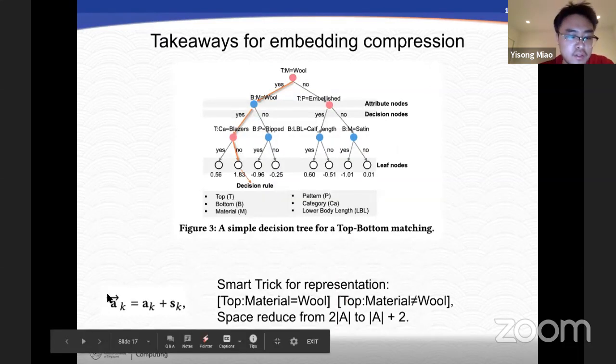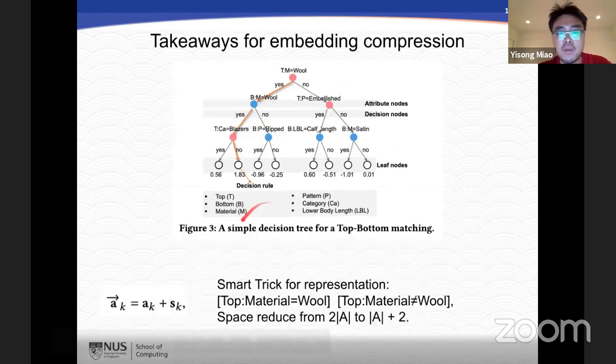Given that this model is not complex, I want to have some takeaways for you guys. Actually, this idea was a surprise for me when I first read this paper, because I think this idea is very good. It's about embedding compression.